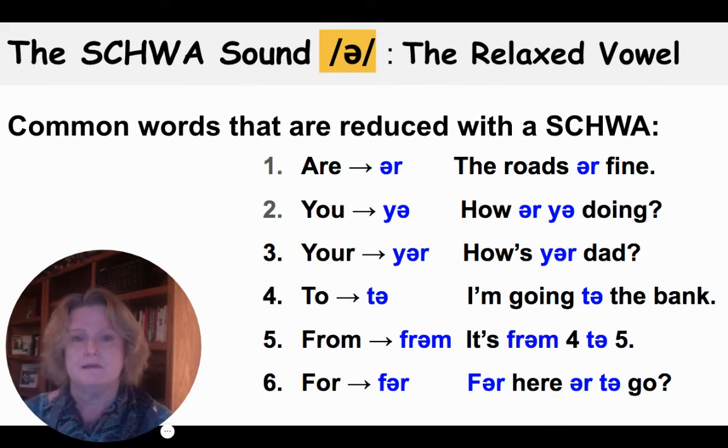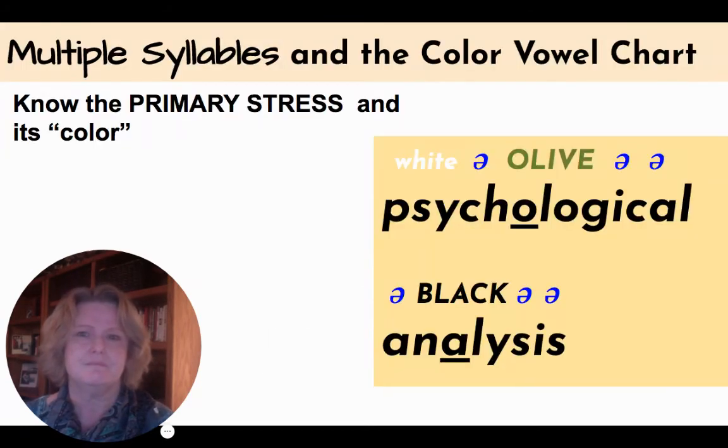From usually becomes frm. And it's from 4 to 5. It's from 4 to 5. And the word for also becomes fur when it's not stressed, which is most of the time. So you go to a fast food restaurant and they're going to ask you for here or to go.